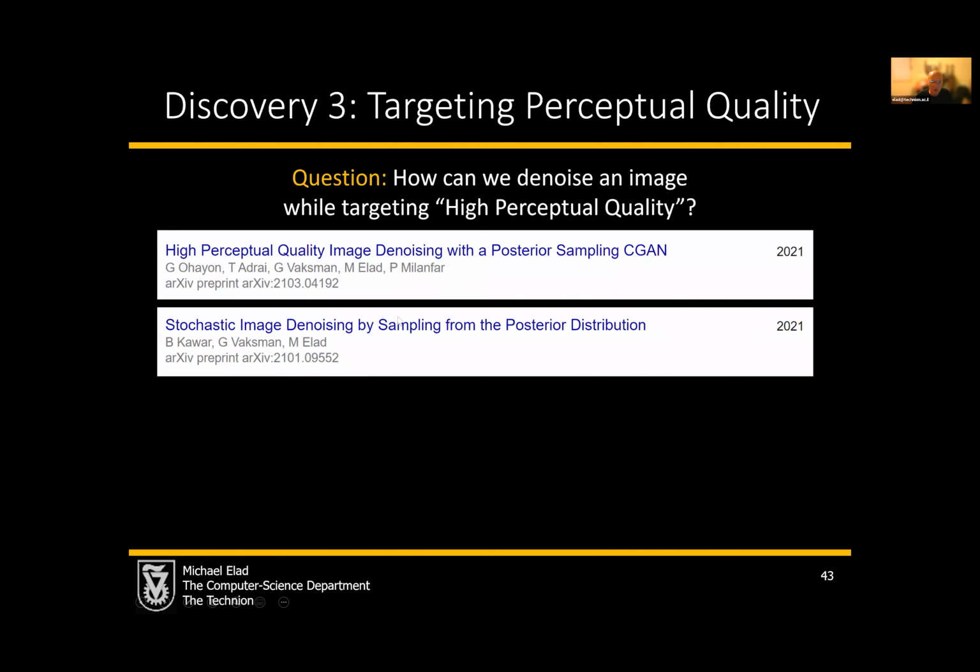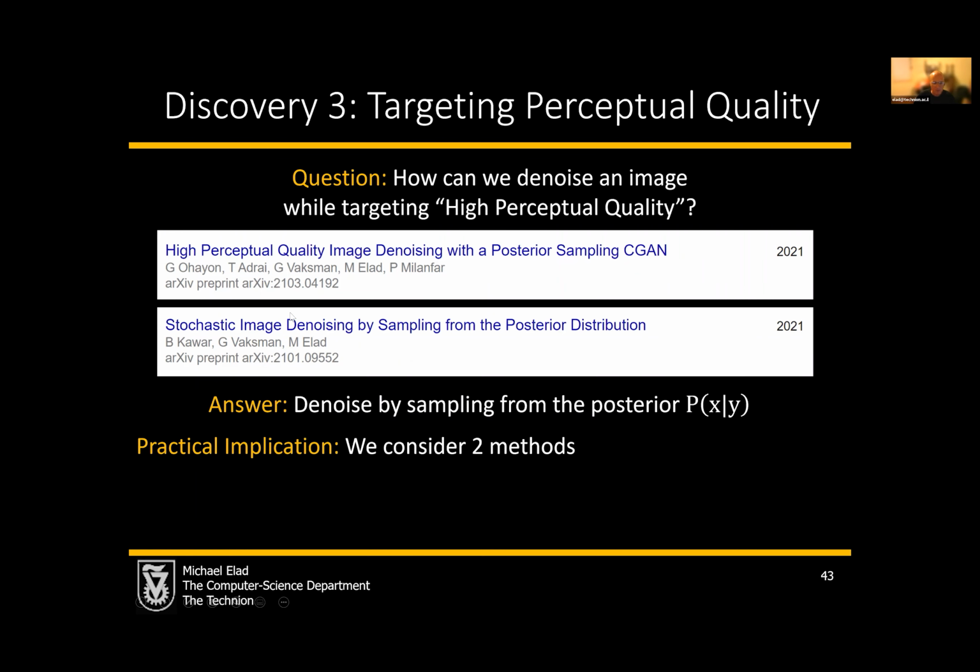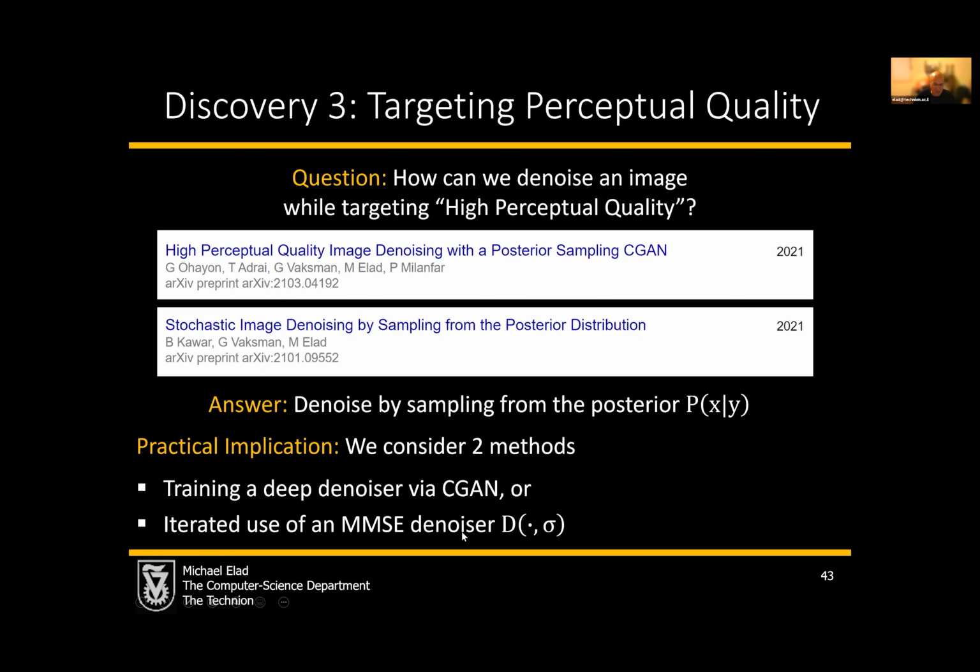And here are the answers that we gave in 2 papers that came from my group just recently. Both of them will appear in the same workshop at ICCV. The message in both papers is, yes, you can sample from the posterior distribution. Don't take expectation, sample from the posterior. The first paper does it using conditional GAN. This is a paper by Guy Ochayon, Theo Adrai, two of my students, Grisha Waxman, who is a PhD student of mine, and Pema Linfar, who collaborated with us. The second paper took an entirely different approach, the Langevin method, basically MMSE denoisers iterated in order to get this solution. A paper by a student called Bahjat Kawar and Grisha Waxman as well.